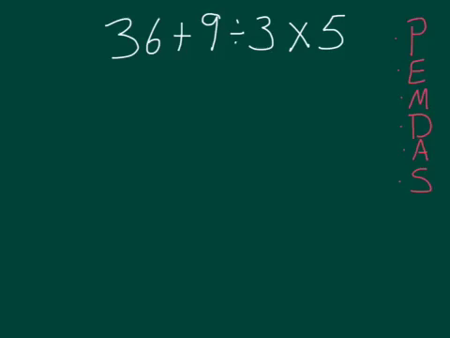Now, I look up here at my problem, and I see that I have an addition sign, a division sign, and a multiplication sign. Now, you can do your division and multiplication first because multiplication and division come before addition and subtraction. And you always want to do them from left to right. So let's go ahead and do some parenthetical grouping. So let's do this one first.